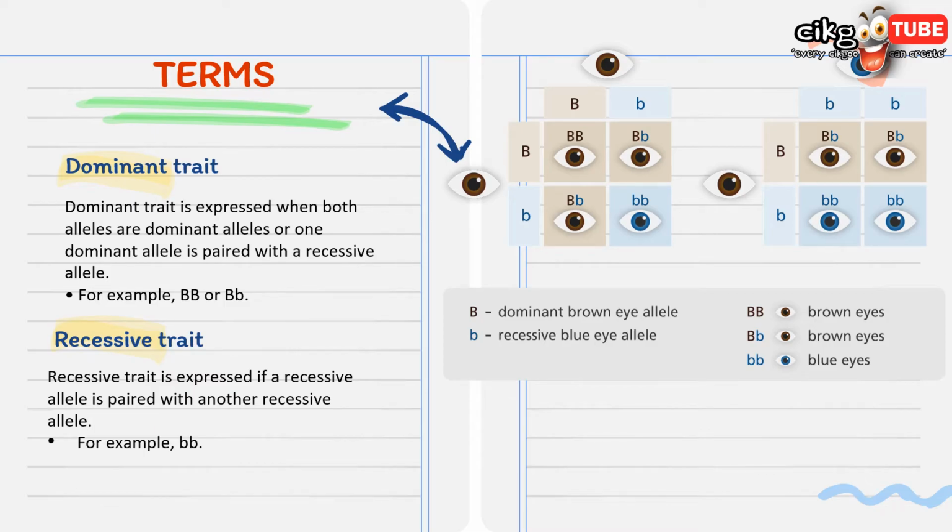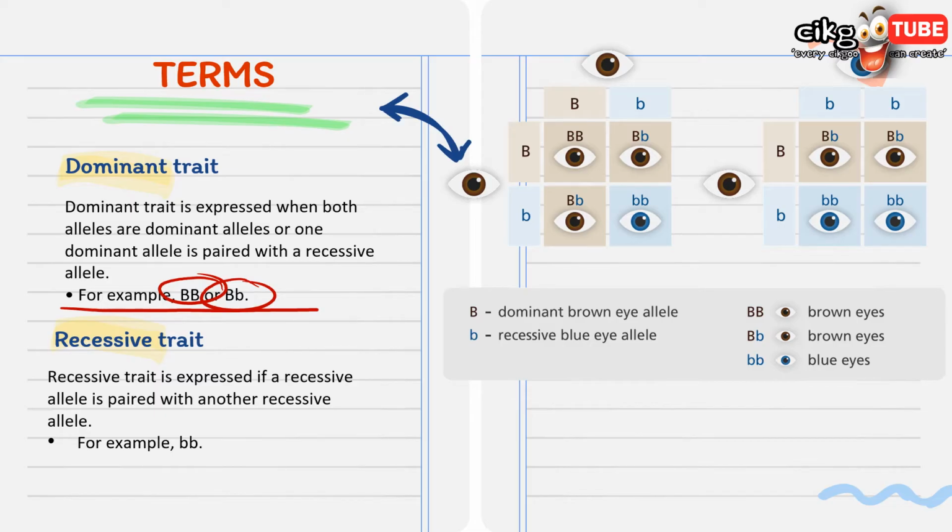Okay, so dominant trait and recessive trait is what we have seen in our previous slide related to dominant allele and also recessive allele. Now, dominant trait is expressed when both alleles are dominant alleles or one dominant allele is paired with a recessive allele. For example, we have BB capitals or one B capital and one b small. So the genotype can be either homozygous dominant or heterozygous when one dominant allele is present.